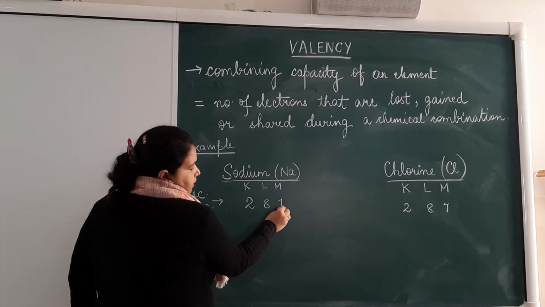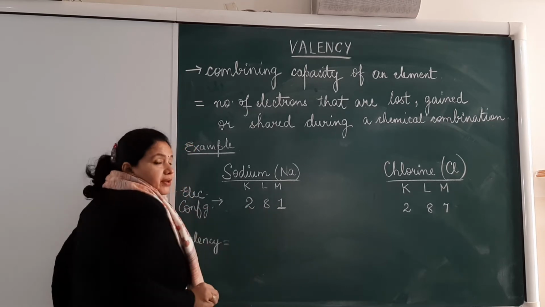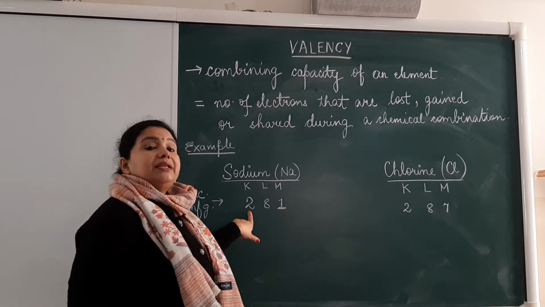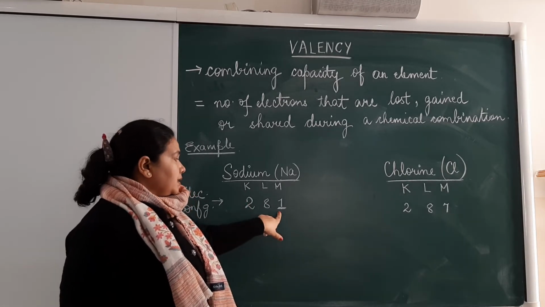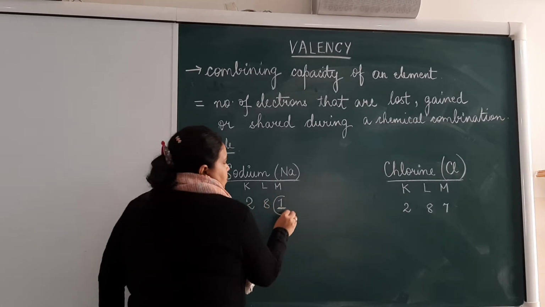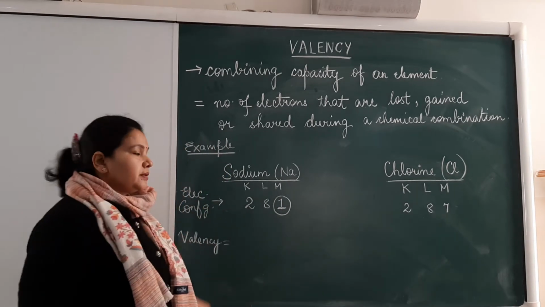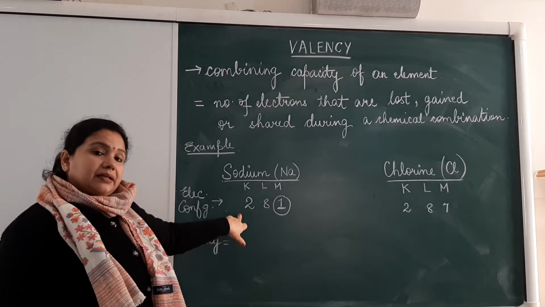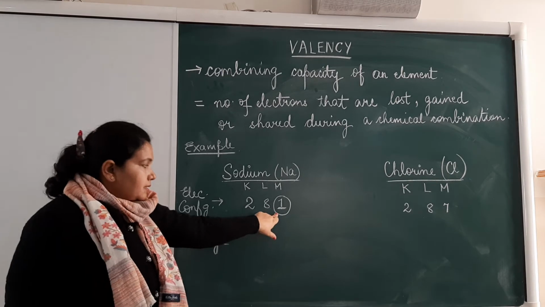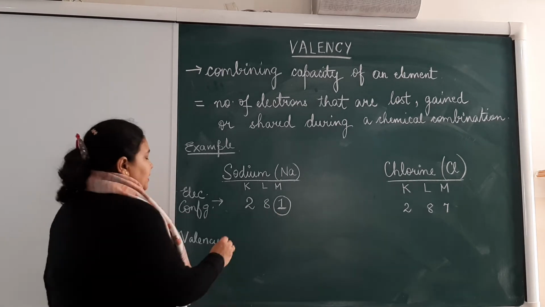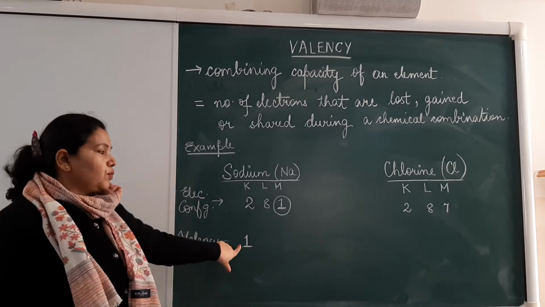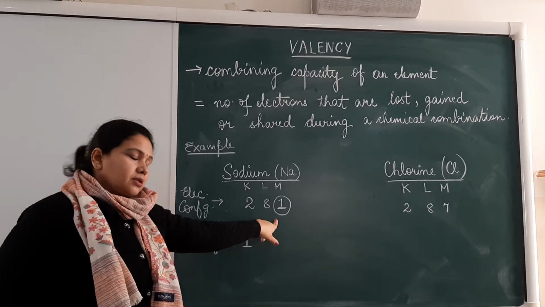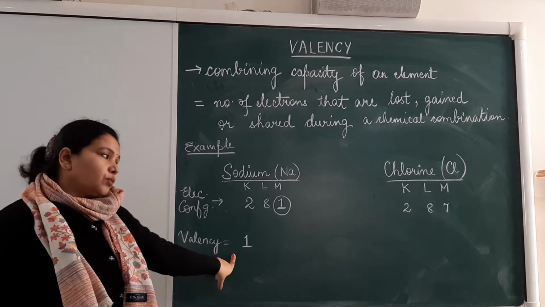If it loses this one electron, the electronic configuration will be that of the nearest inert gas, that is neon. So this one electron is lost from the sodium atom when it combines with another element. So this electron decides the valency of sodium, that is equal to 1. 1 electron lost, valency is equal to 1.